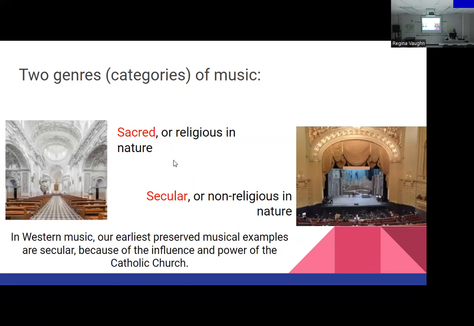There are two basic genres or categories of music. There's sacred music, which is religious in nature. And then there's secular or non-religious music.